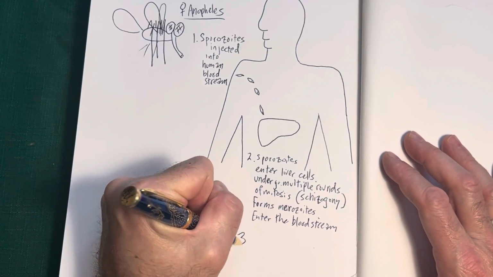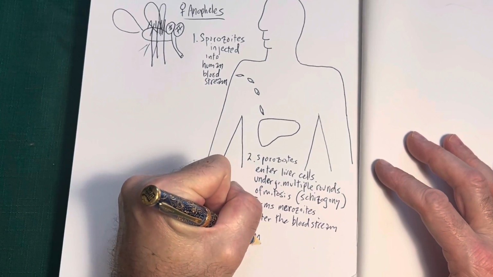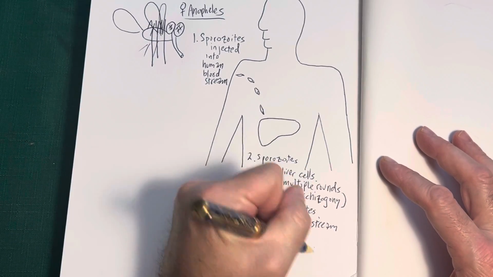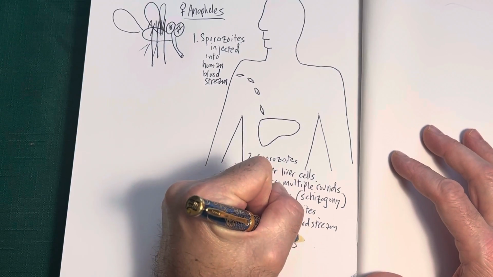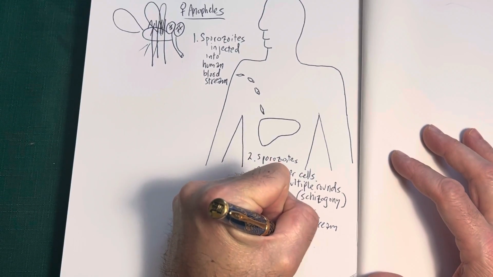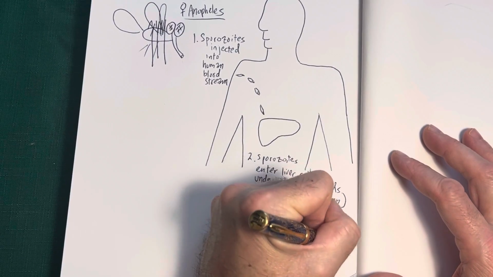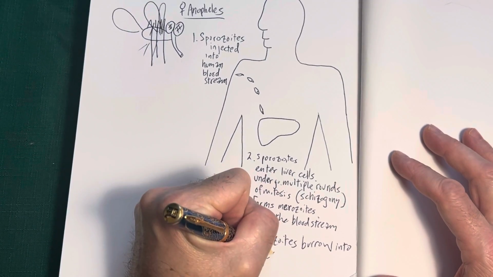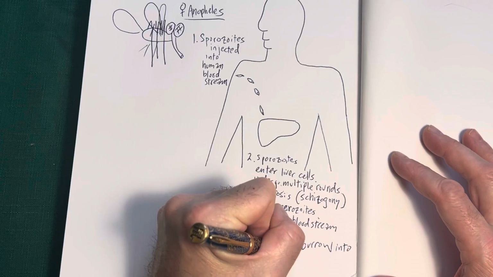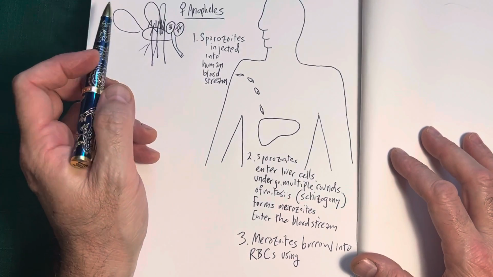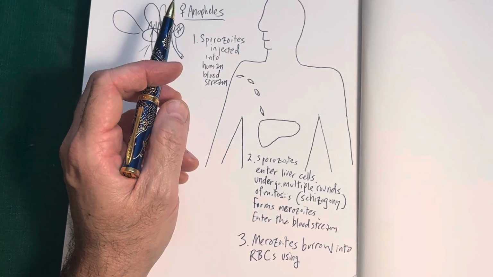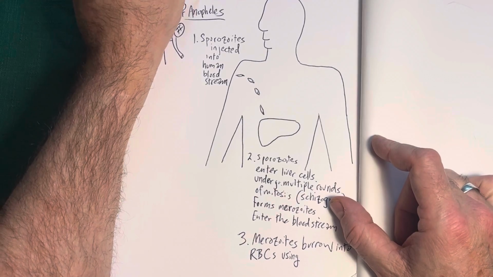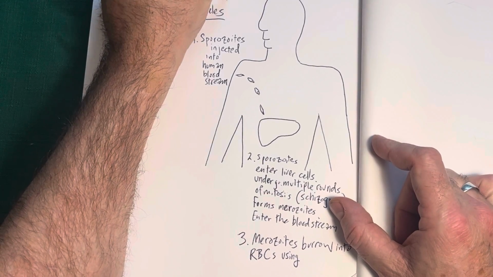Okay. Step 3, merozoites are going to burrow into the red blood cells, which I'm going to abbreviate as RBCs, erythrocytes, red blood cells. And they do that using something that we find, which is a synapomorphy of the apicomplexa, which is an apical complex.